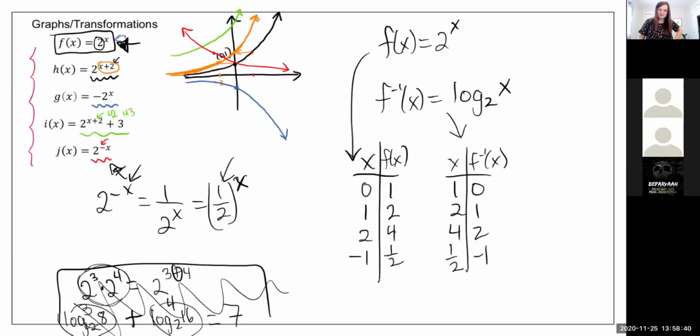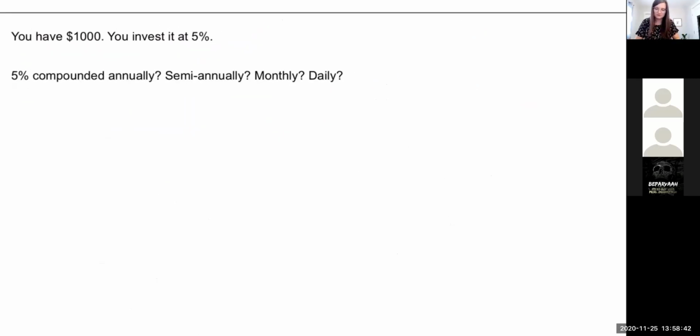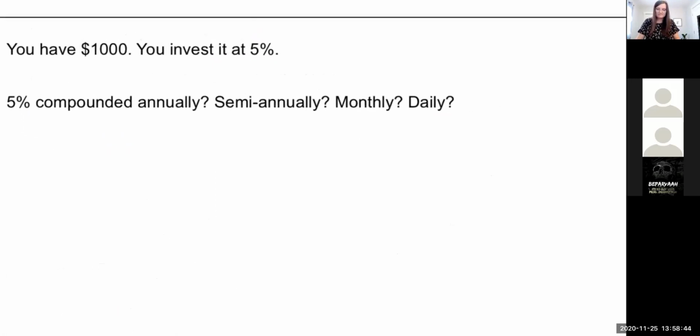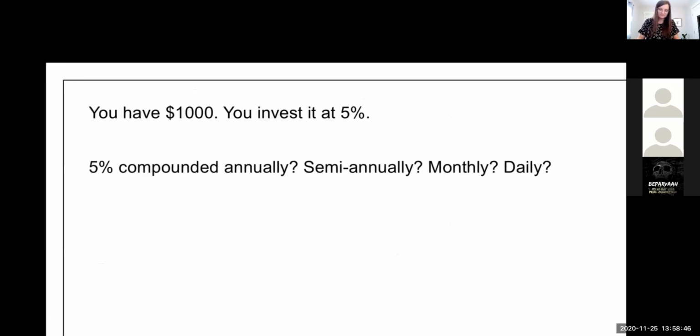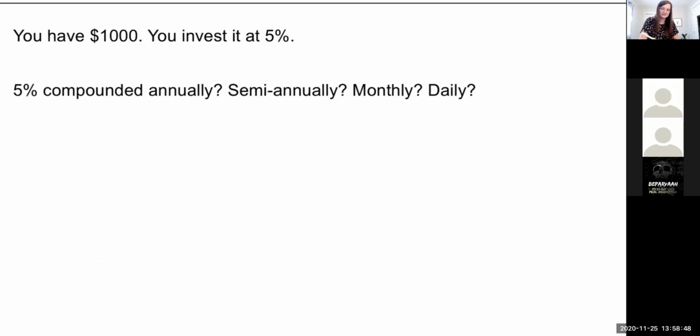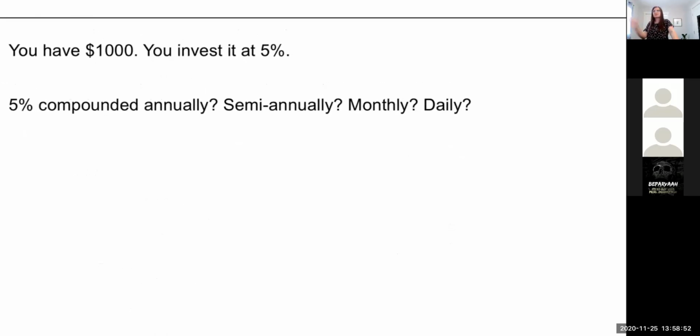Okay, so here's another scenario, and this is for all you business people. You have $1,000 and you're going to invest it at 5%. And so what does that mean?